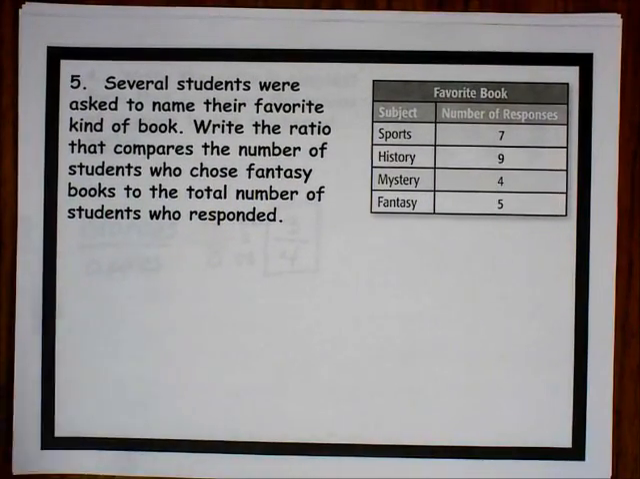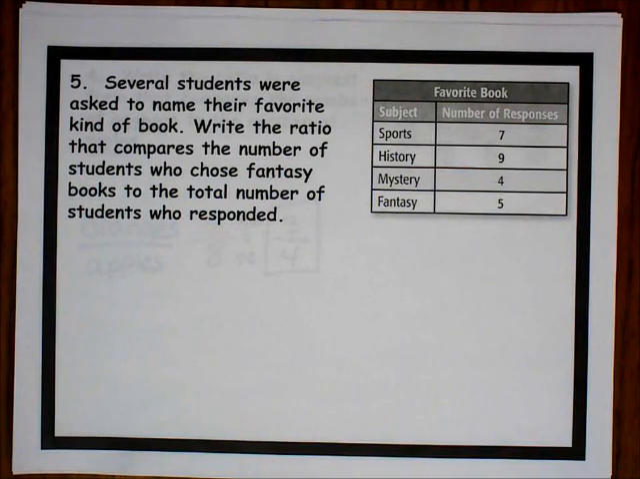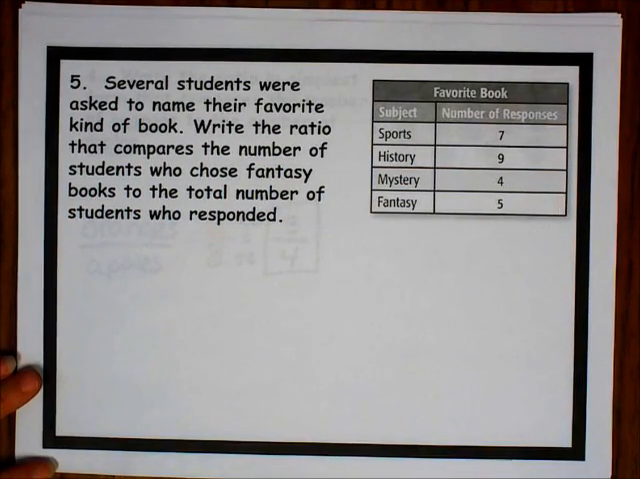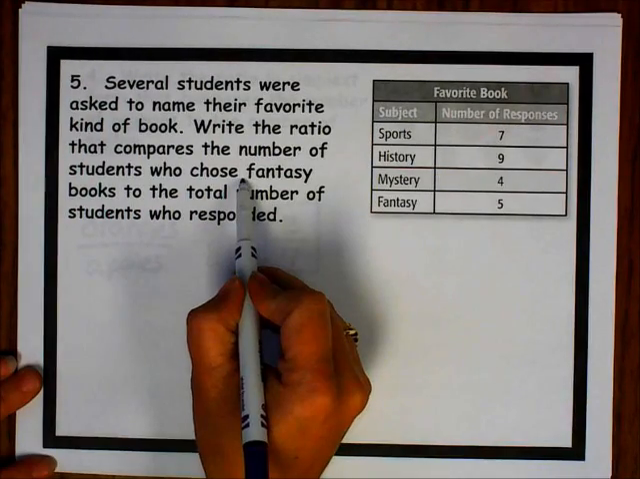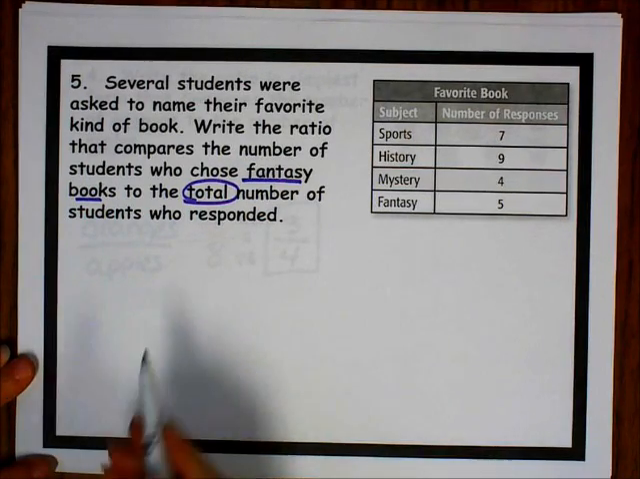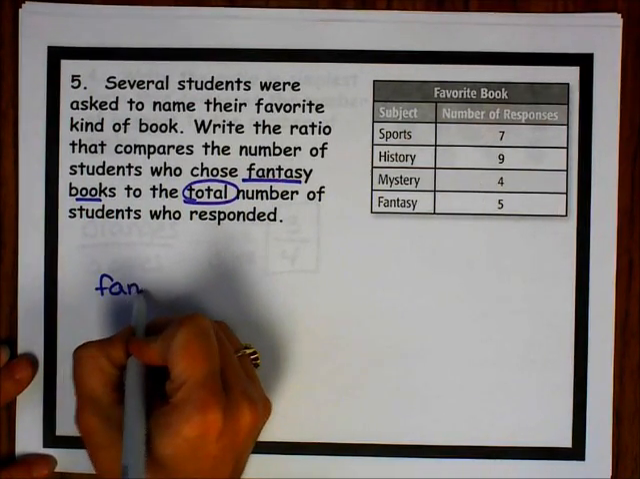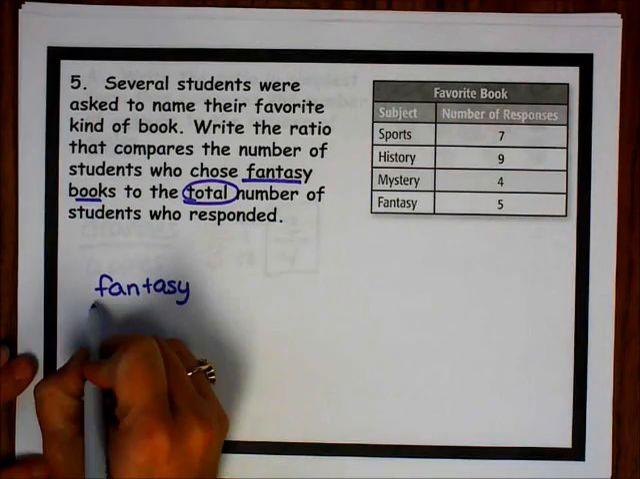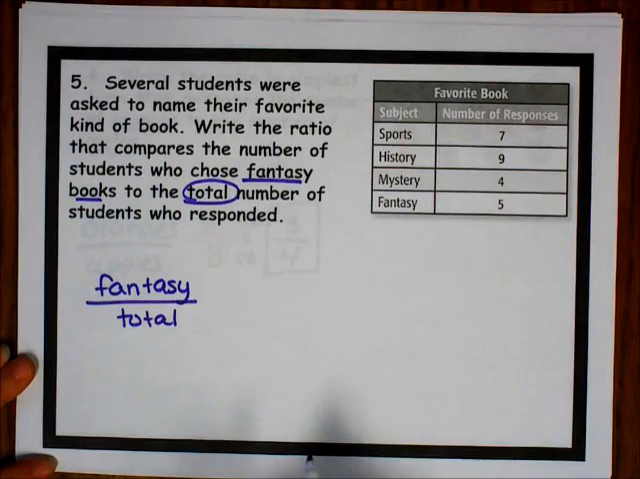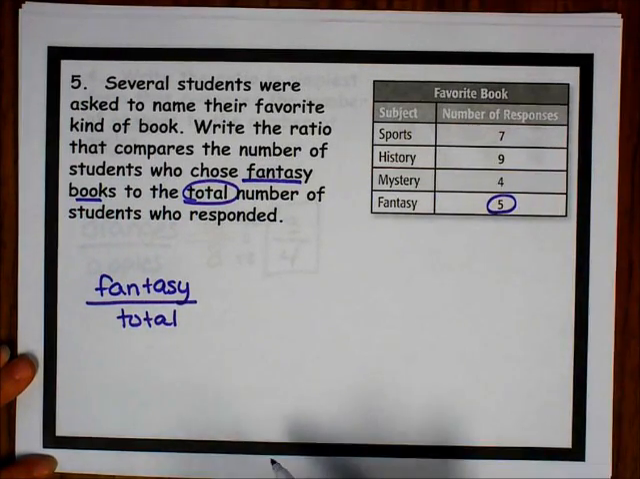Number 5. Several students were asked to name their favorite kind of book. Write the ratio that compares the number of students who chose fantasy books to the total number of students who responded. So first we need to decide what we're comparing. We're comparing fantasy books to the total number of students. So we're comparing those who chose fantasy to the total number. So notice there were 5 that chose fantasy.